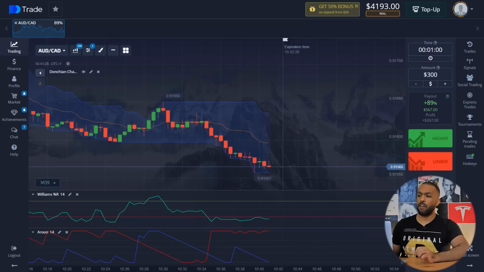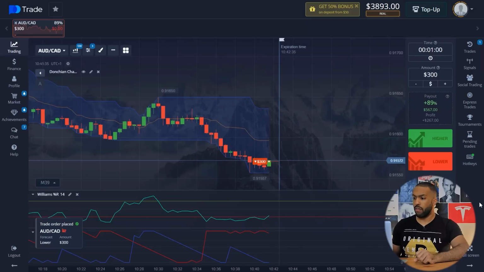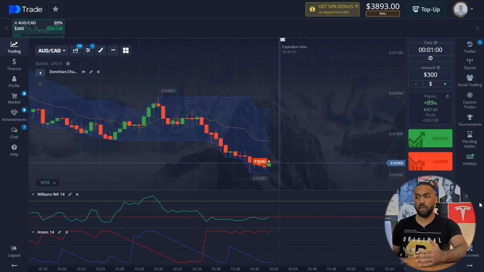So here we see I have an open chart of the Australian and the Canadian dollar currency pair, and I open a down trade for $300 for 1 minute. And to make this decision, the indicators that I always work with helped me. These are the Donchian channel, the Williams %R, and the Aroon indicator.